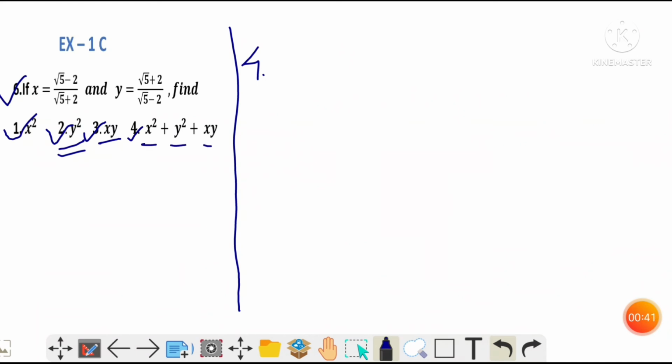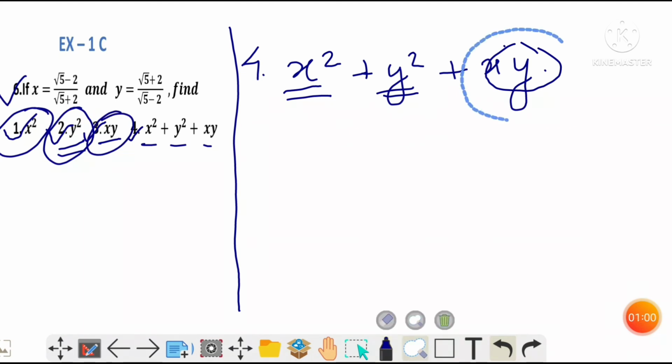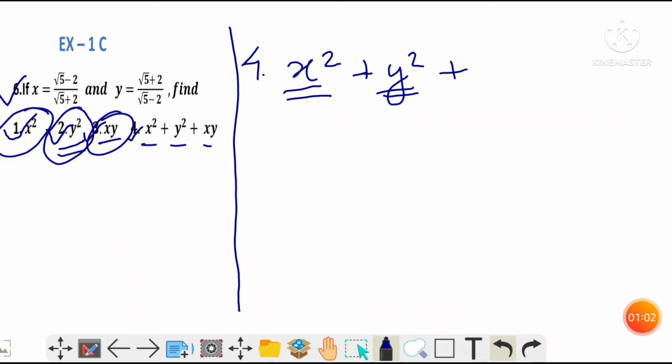Next, question number 4, x square plus y square plus xy. Now since we have already found the value of x square, y square in question number 2 and xy in question number 3, it will be easy for us to put the values and find our answer.